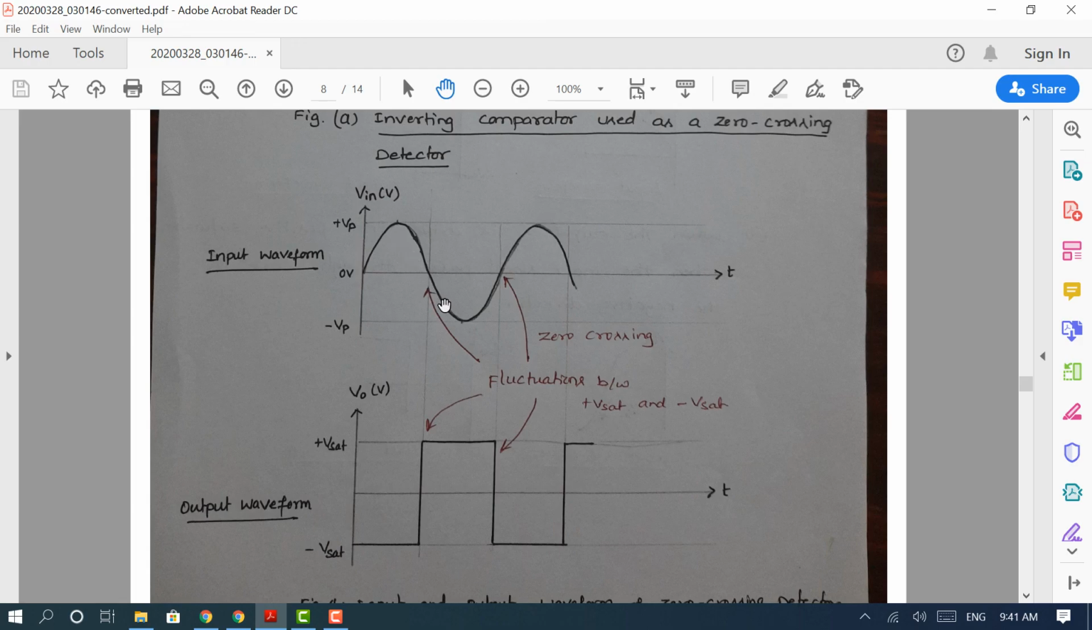These transitions of the sinusoidal, positive to negative going or negative to positive going, can be seen in this output waveform. Accordingly, when the sine is making a shift from positive peak to negative peak, the output of the zero crossing detector changes from minus Vsat to plus Vsat. Similarly, when the sinusoidal migrates from negative peak to positive peak, the output of the zero crossing detector changes from plus Vsat to minus Vsat. The same thing can be analyzed from this circuit also.